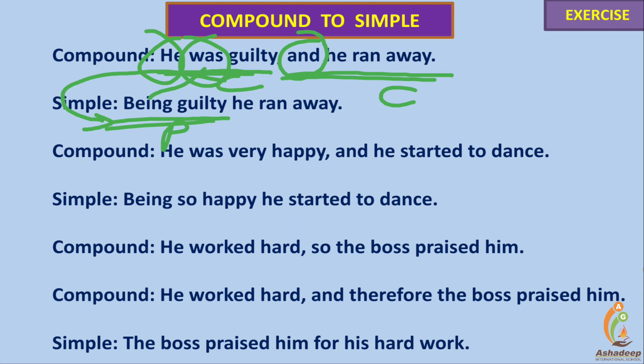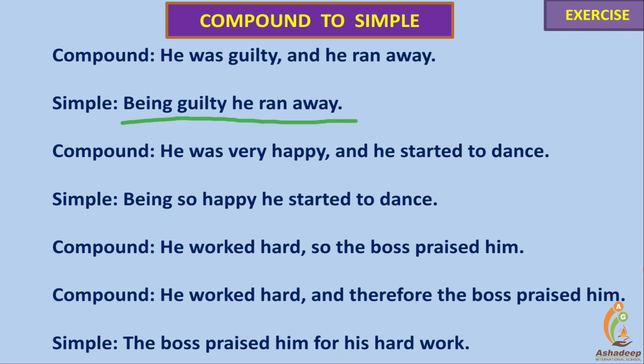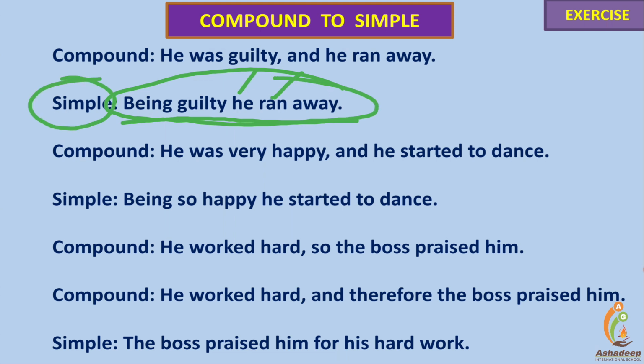Being guilty, he ran away. The latter has remained the same only. So friends, in this example, overall, the whole sentence has only a single subject and a single finite verb, and that's why the whole sentence is called a simple sentence.